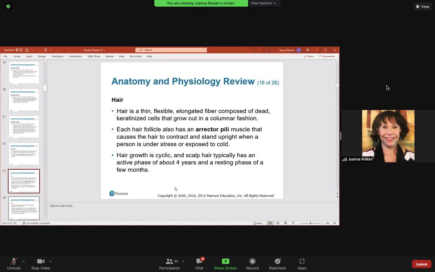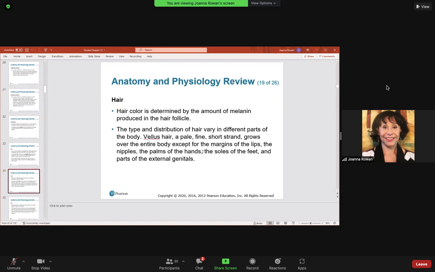So we lose hair every 4 years because that's the lifespan that they have. Hair color is determined by the amount of melanin produced in the hair follicle. The type and distribution of hair vary in different parts of the body.